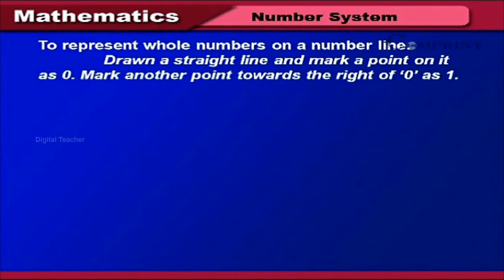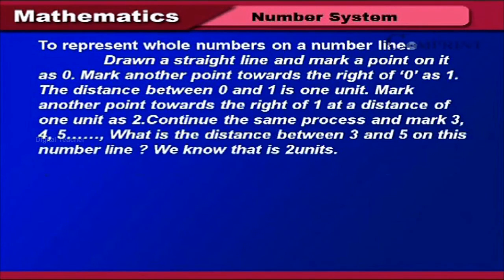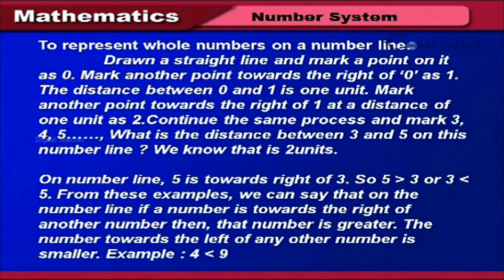To represent whole numbers on a number line, draw a straight line and mark a point on it as 0. Mark another point towards the right of 0 as 1. The distance between 0 and 1 is 1 unit. Mark another point towards the right of 1 at a distance of 1 unit as 2. Continue the same process and mark 3, 4, 5.